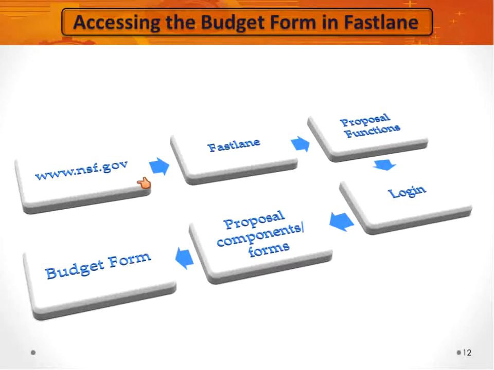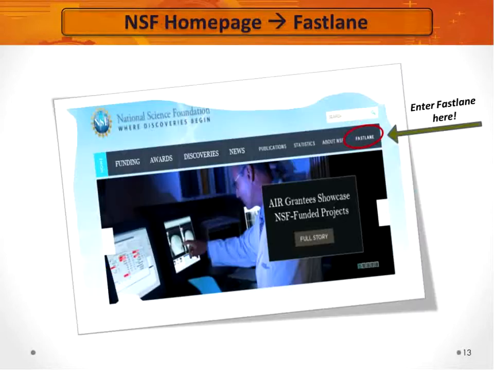So here is the NSF homepage, www.nsf.gov. Then you click on Fastlane, which is in the upper right-hand corner of the toolbar. Then you go to Proposal Functions, and then you go to Login, and then Proposal Components and Forms, and then you finally get to the budget form. Now, this is the Fastlane step from the homepage that I just mentioned to you.